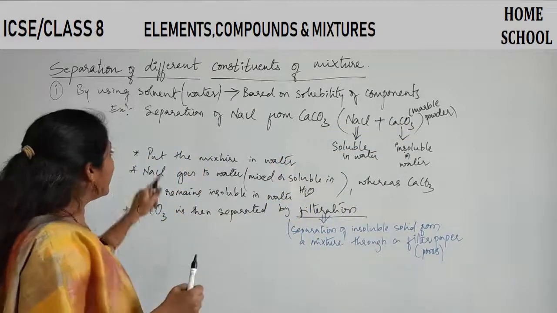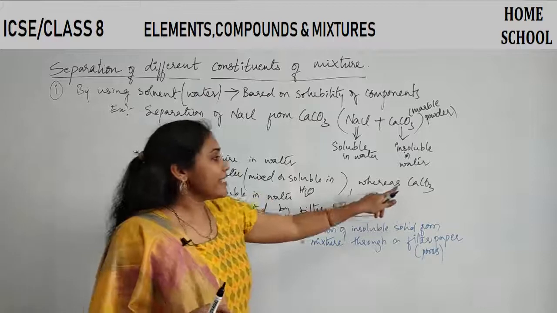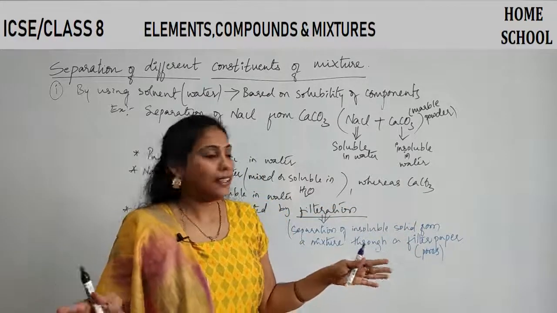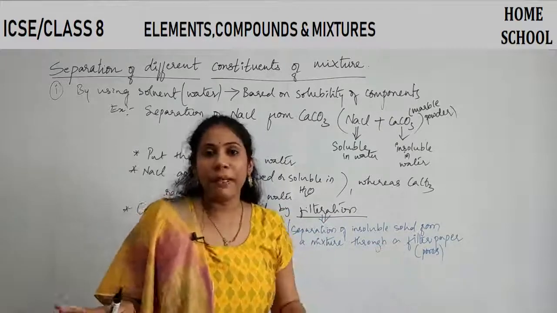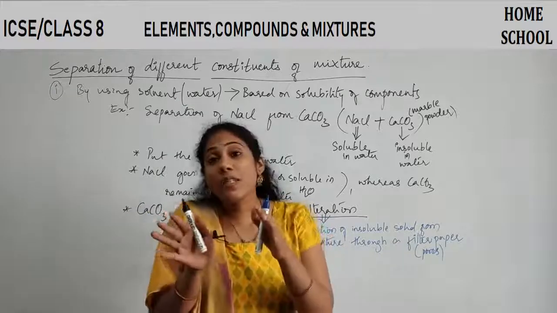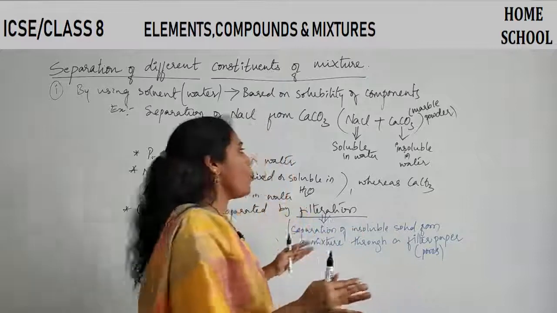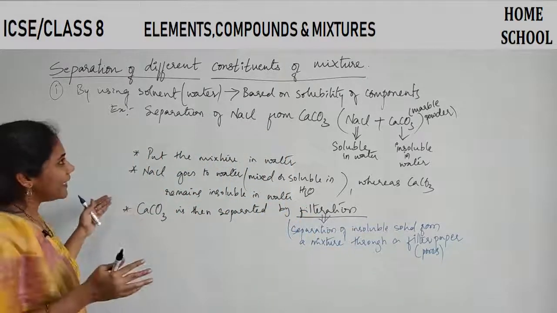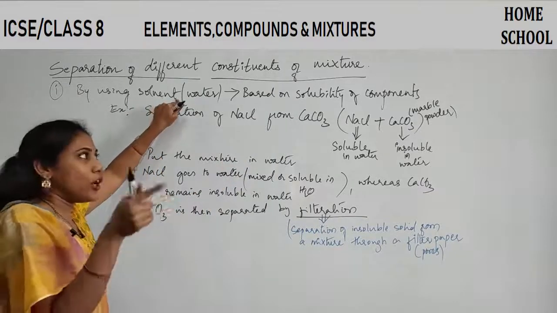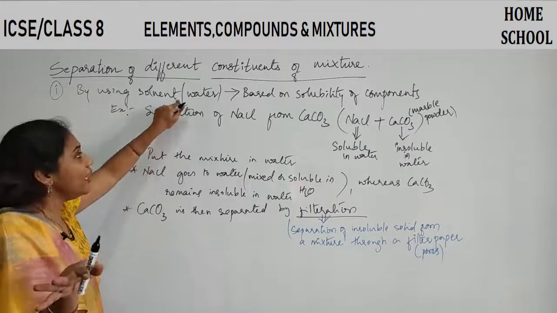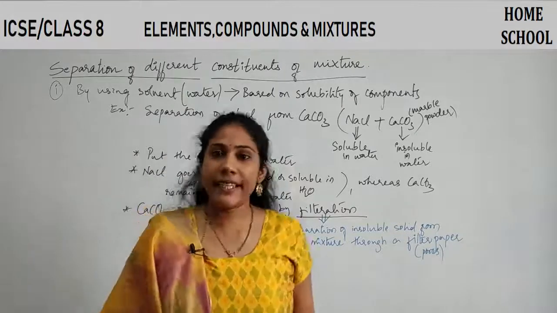So what did we do here? Initially, we put the mixture in water. Sodium chloride dissolves in water, whereas calcium carbonate remains as powder only, right? Insoluble solid. After that, with the help of filtration, with the help of filter paper, we are separating that insoluble calcium carbonate from NaCl, right? This is one simple method of separating components of a mixture. Just by using a solvent, one component dissolves, another component does not dissolve. Later, that is separated with the help of filtration. Clear? So we will go for the next method.